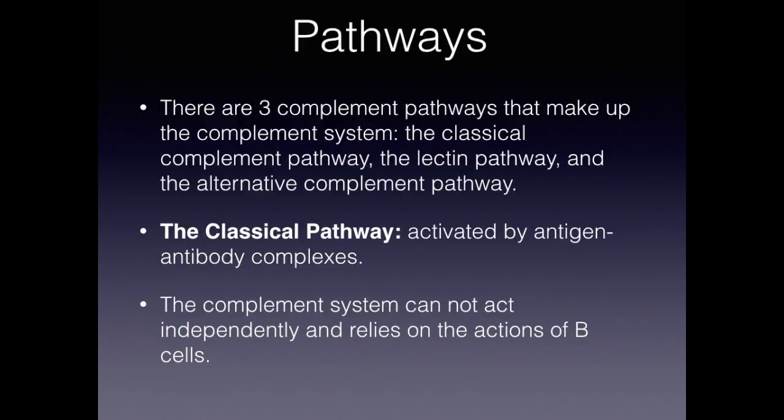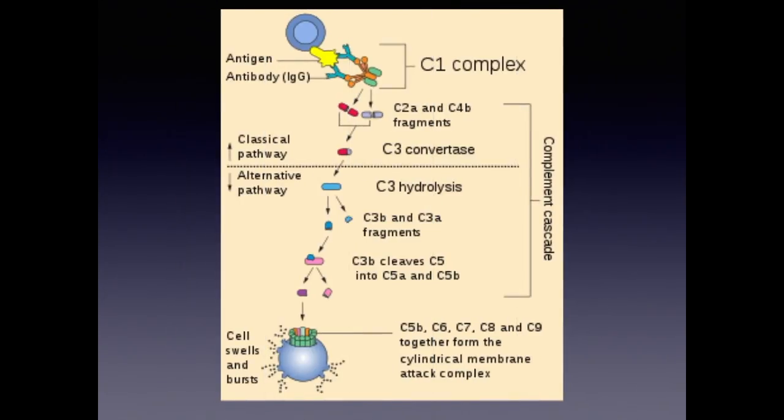There are three complement pathways that make up the complement system: the classical pathway, the lectin pathway, and the alternative pathway. These pathways differ in the manner in which they are activated and ultimately produce a key enzyme called C3 convertase. The classical pathway cannot act independently. It relies on the actions of B cells to produce antibodies specific to different pathogens, as well as other components of the innate immune system, such as macrophages.